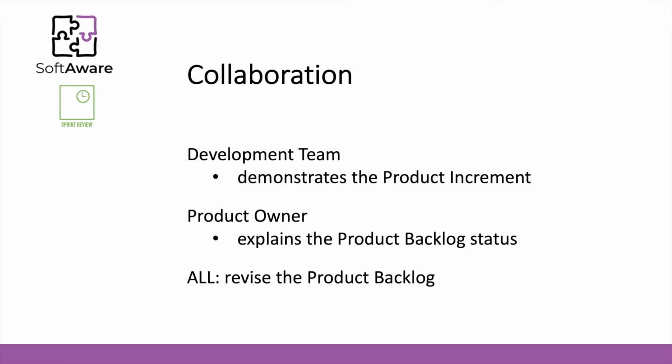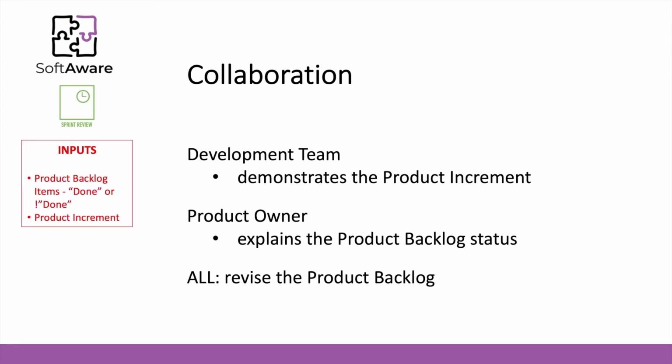So everyone gets to revise the product backlog and establish what is already done and concluded and is actually working software by now and what should be attained for the next sprint. Okay, so as input for each sprint review, you have the product backlog items, what is done or what is not done, and you should look at the product increment because it's a piece of working software. As output of each sprint review, you will have the product backlog revised.